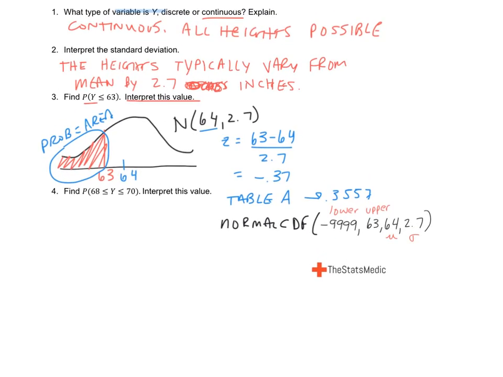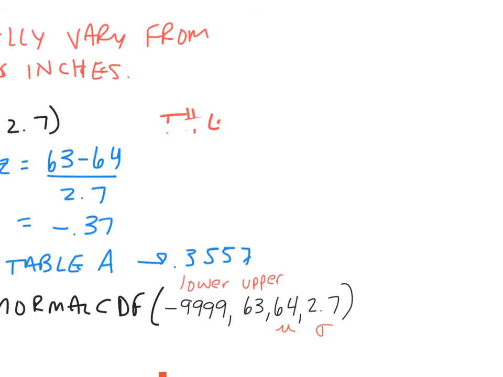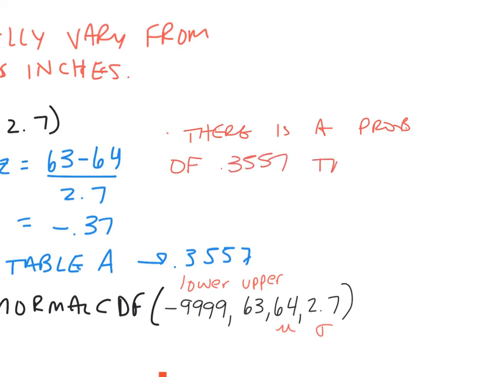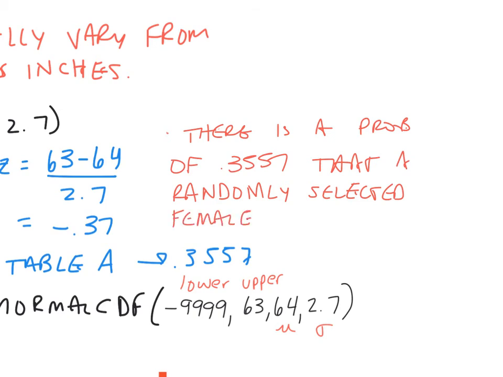To interpret that value would be to say there is a probability of 0.3557 that a randomly selected girl, female is what the context says, is less than 63 inches tall. Done.